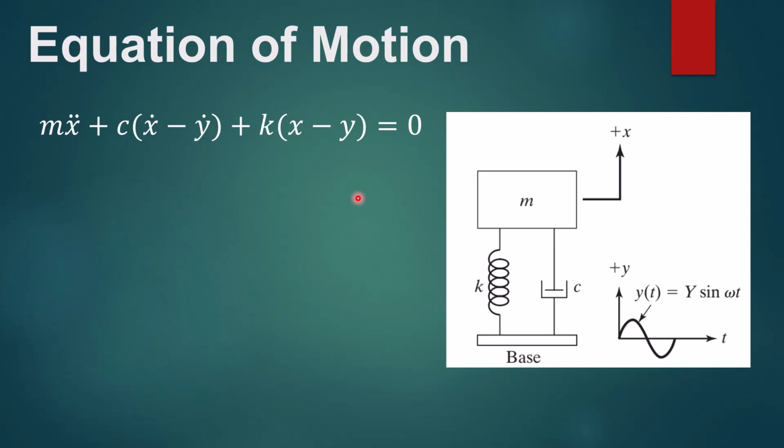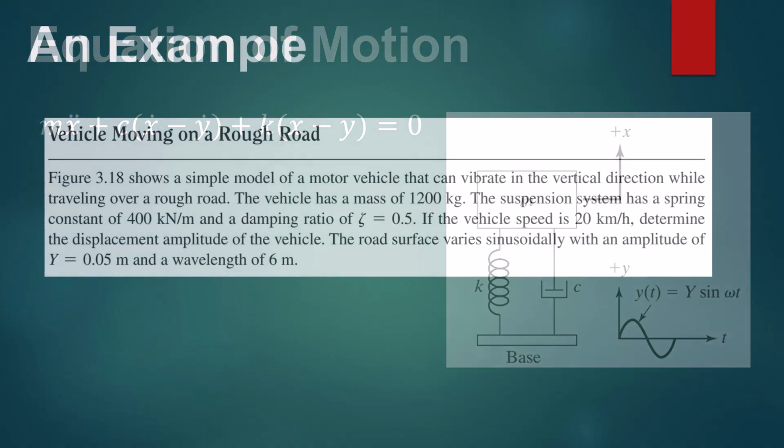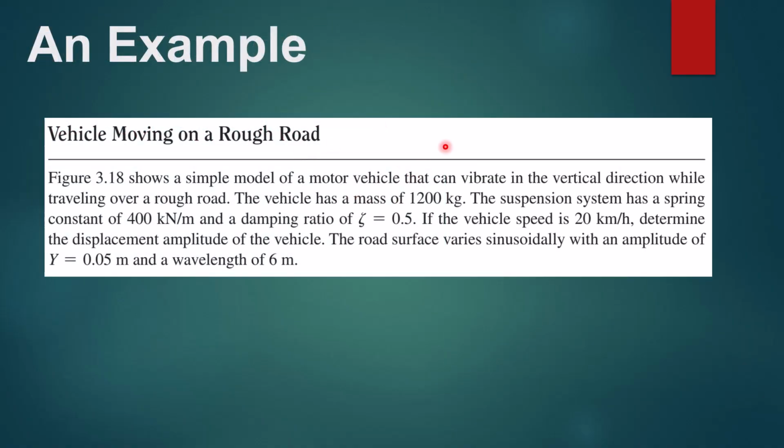And we can have similar result about the damper. So mx double dot plus c times x dot minus y dot plus k times x minus y equals 0. This is the general form of the equation of this system. And I have taken an example from the book by Professor Rao, and I'm going to solve it both using the ODE45 command in MATLAB and also using Simscape.